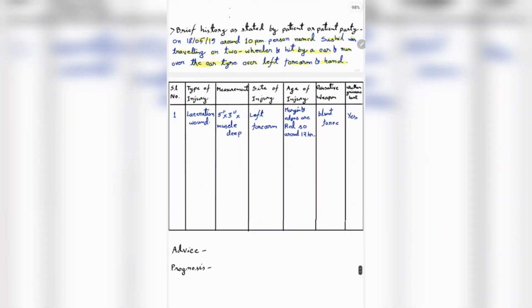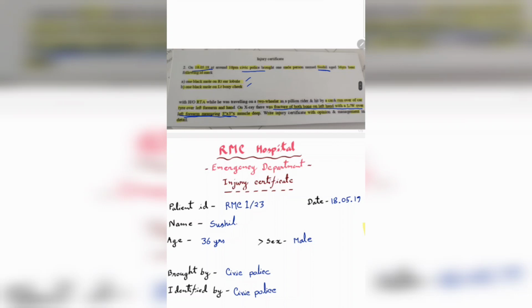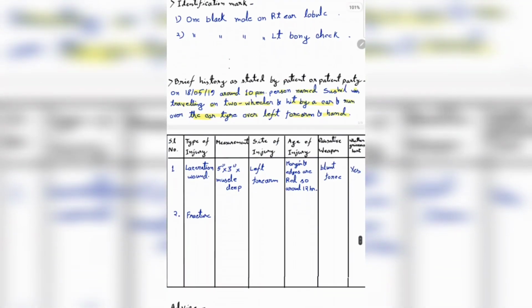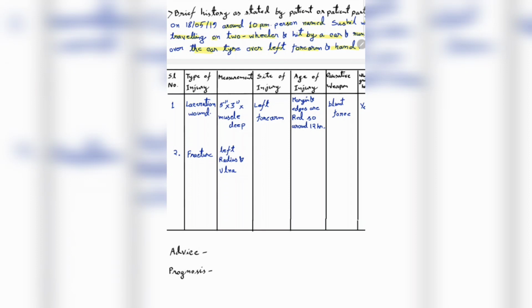Next, the next type of injury is the fracture. So the measurement: we cannot measure the fracture, as in the question there is a term that fracture of both bones of the left hand. So it is the radius and ulna. So measurement is the left radius and ulna. So we have written that, left radius and ulna. As we cannot measure the fracture properly, we mention the site. Then the site of the injury, we have to write that left hand.